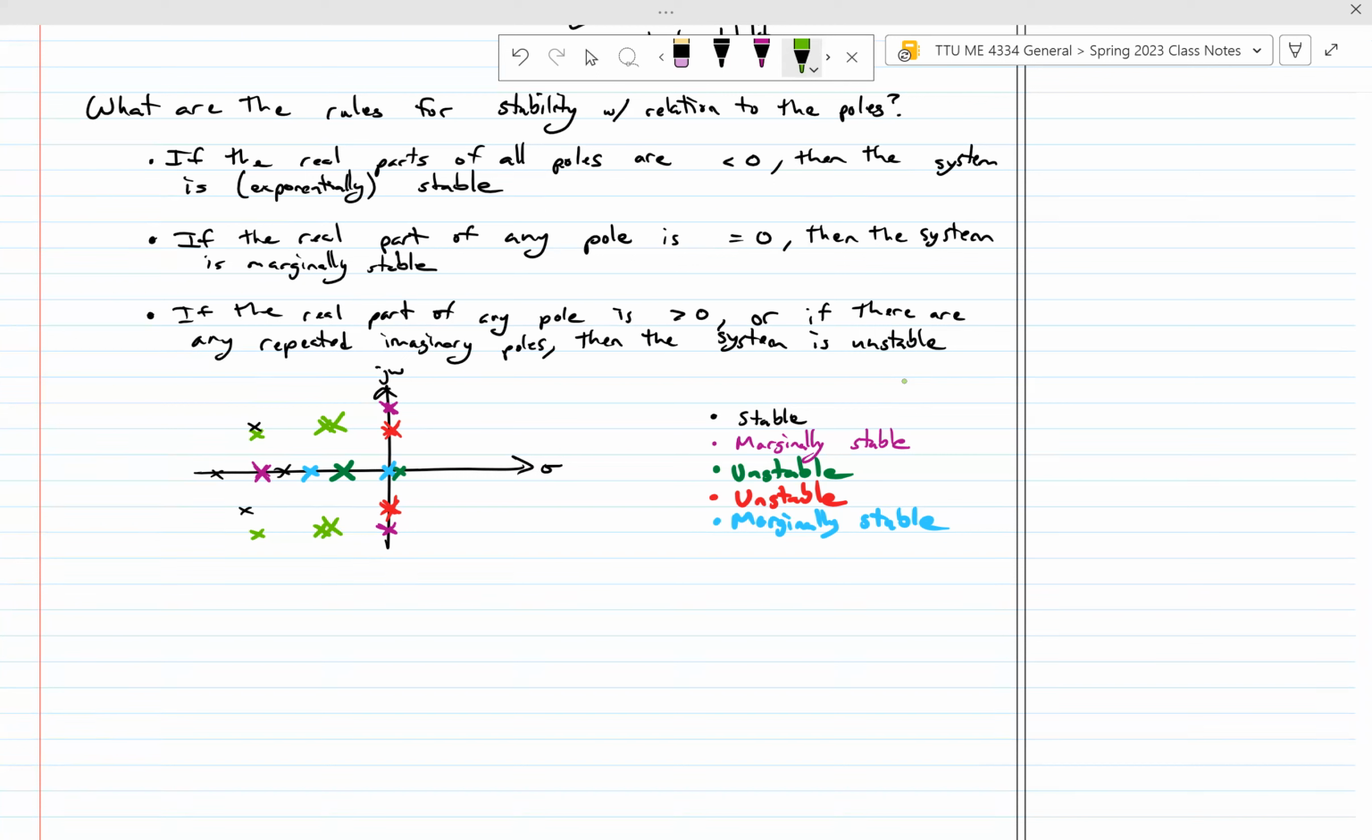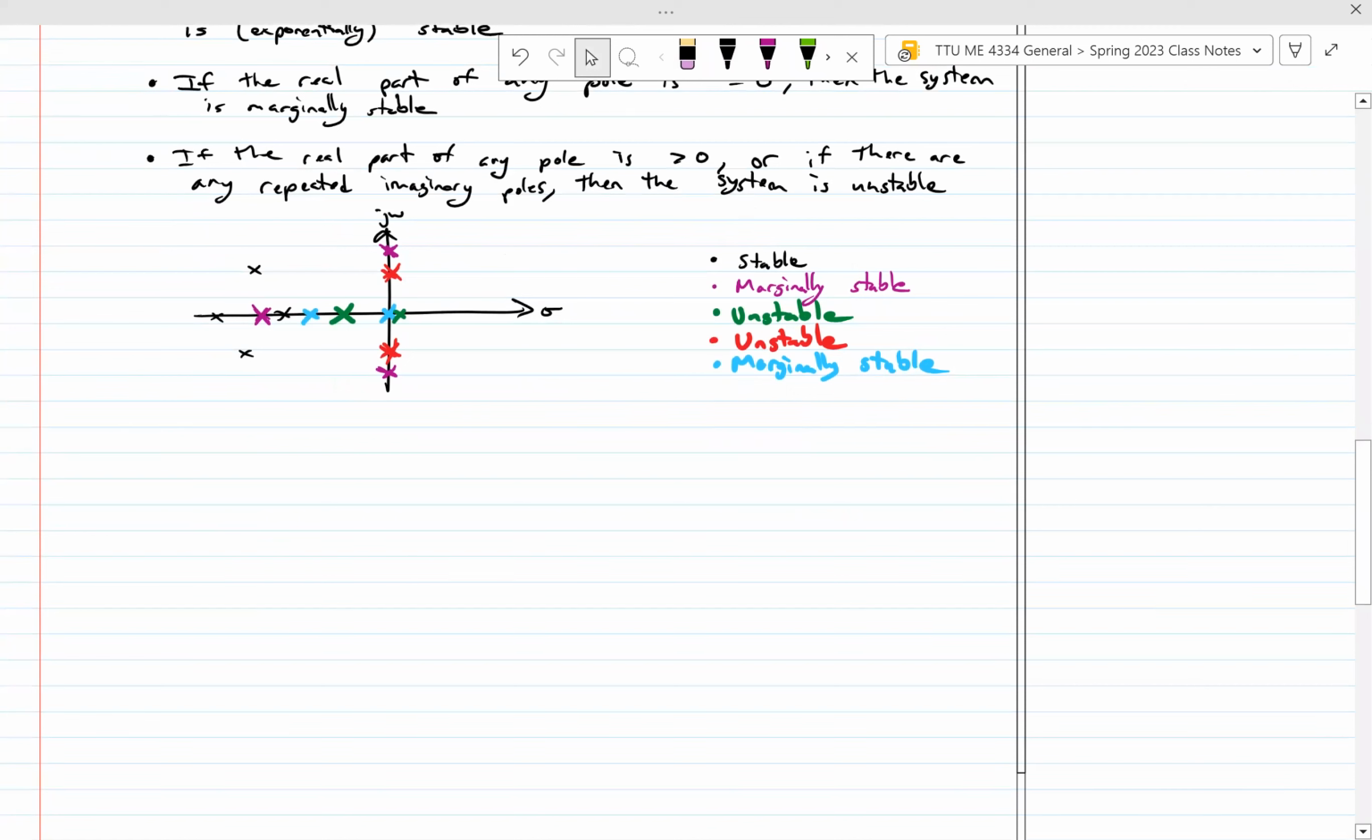Let's do some examples here. Let's just say we have a second order system. G of s is K over, or whatever, the numerator isn't going to matter, Ms squared plus Cs plus K. What is our characteristic equation going to be? Ms squared plus Cs plus K is equal to 0.